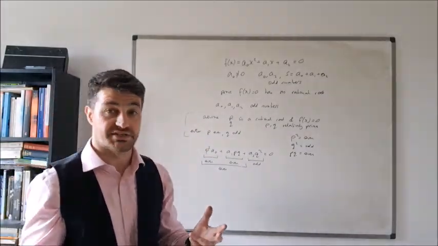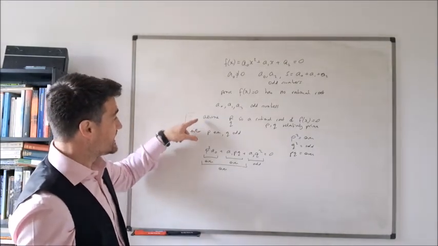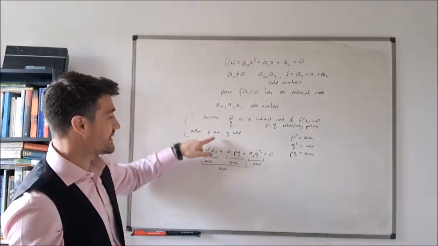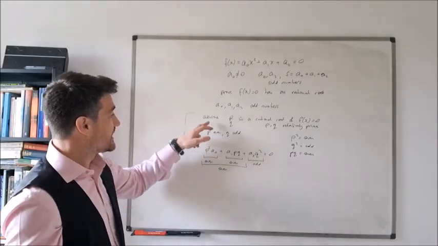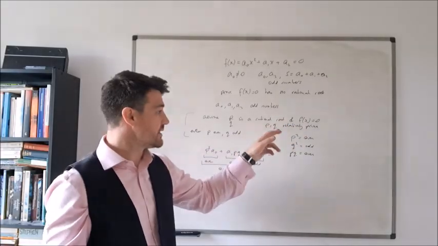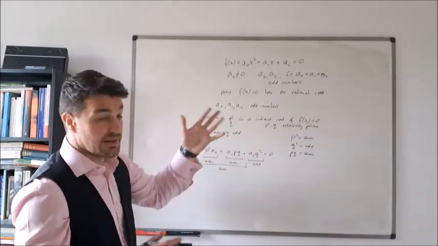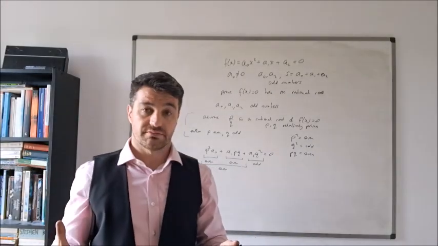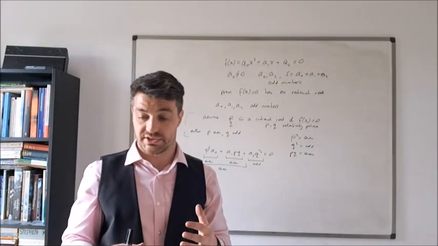So the upshot is that because none of them work, therefore, irrespective of the integer values of P and Q, it's false that P over Q is going to be a rational root of f of x equals 0 with P and Q relatively prime. Okay? And that's it. We've proved it. We've got our solution. That's the essence of the solution to the problem.